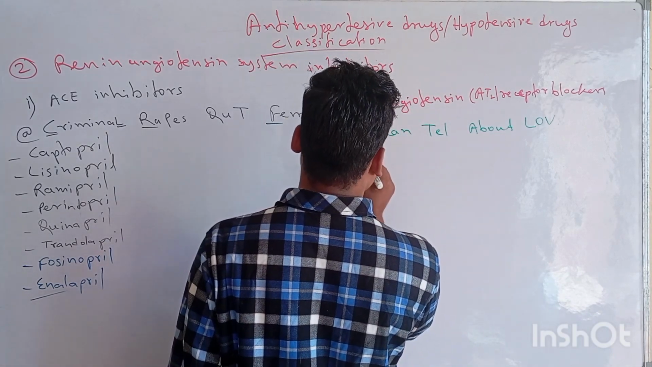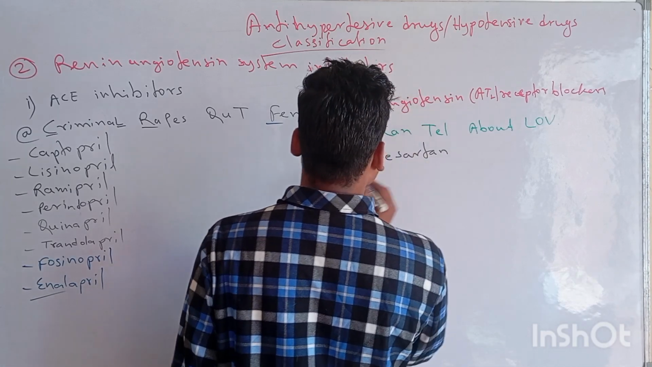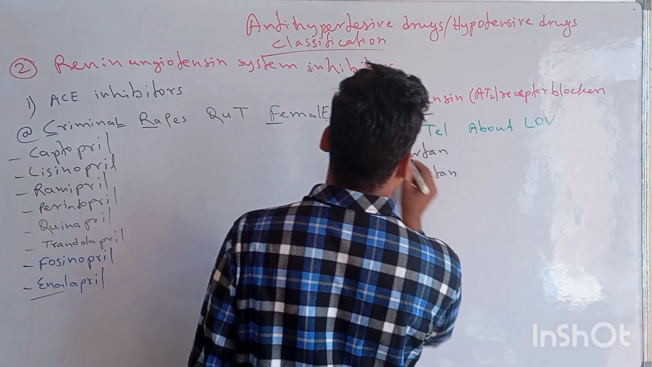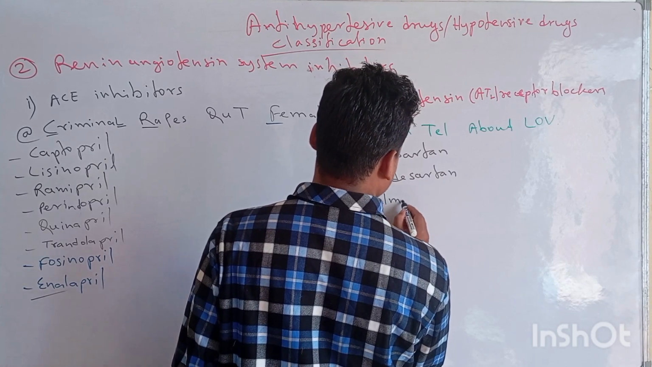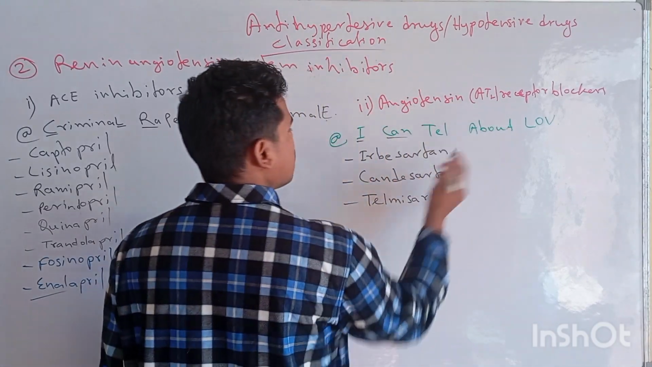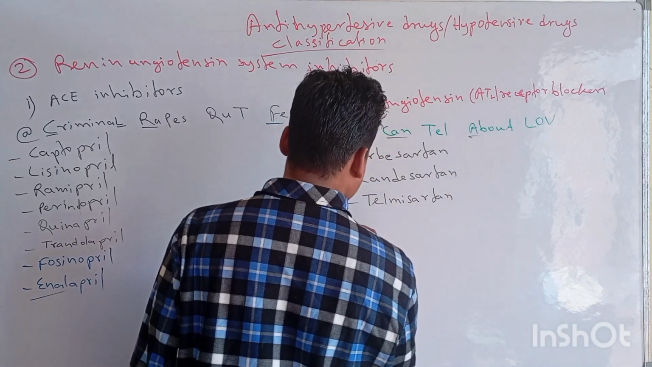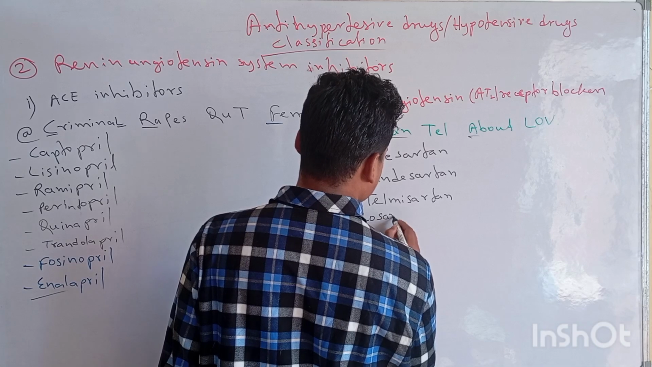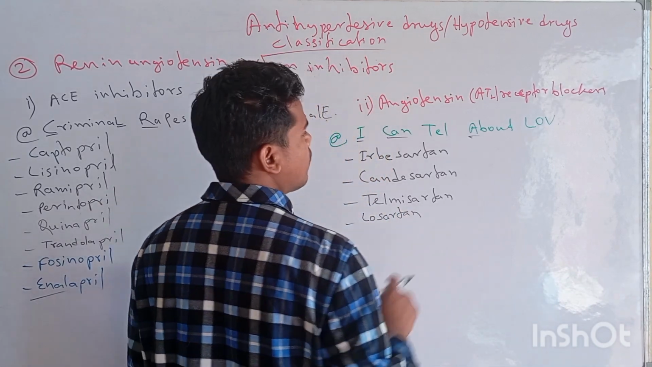So examples will be Irbesartan, Candesartan. Tell me, Sartan. A for remember angiotensin receptor blockers. L will stand for losartan, very important drugs of this category, losartan. And you might be asked to write short note on this losartan.